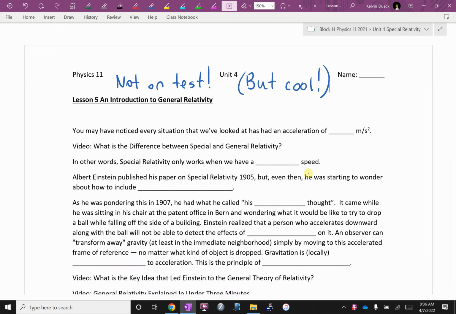You may have noticed in this unit, every situation that we've looked at has had an acceleration of exactly what? 0 meters per second squared. Put your pencil down, look up.